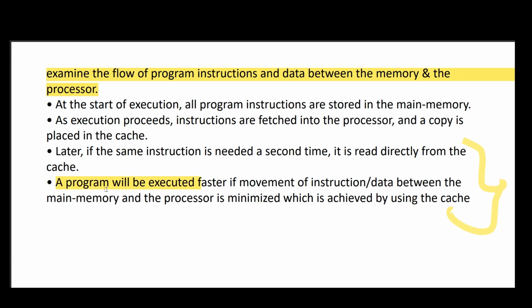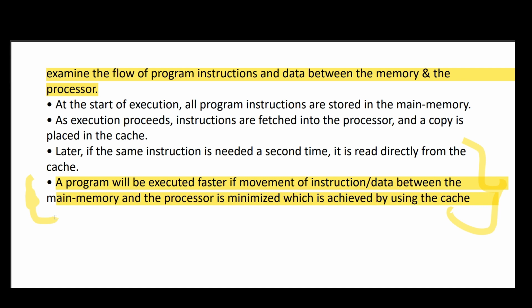So next, a program will be executed faster if the movement of instruction and data between the main memory and processor is minimized, which is achieved by using the cache. This is very important whenever they ask you about the cache. If I keep on switching from processor to the main memory, what happens? The time taken to execute the program will become more. So what happens? Performance obviously goes down.